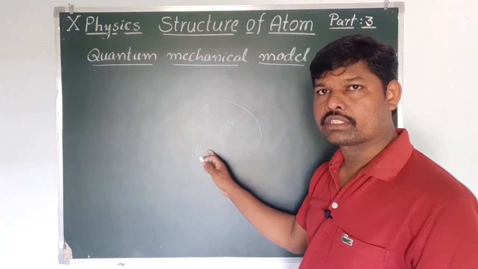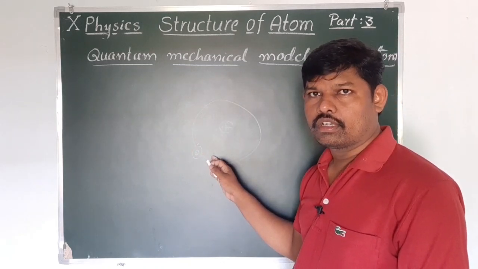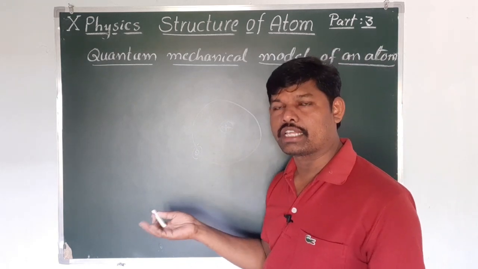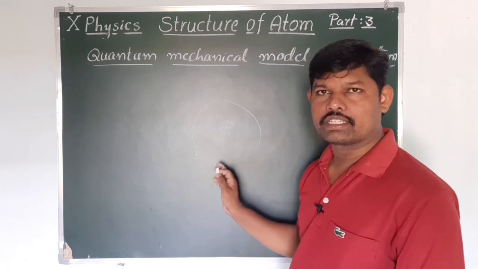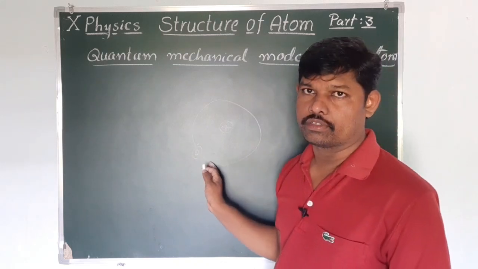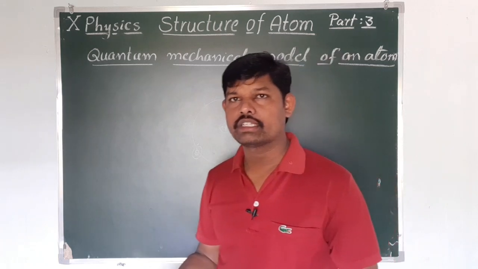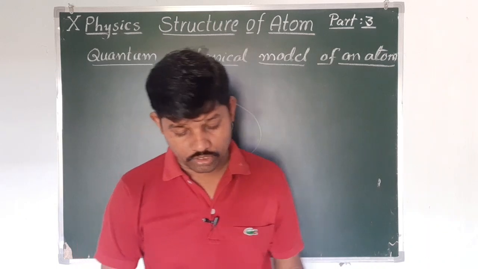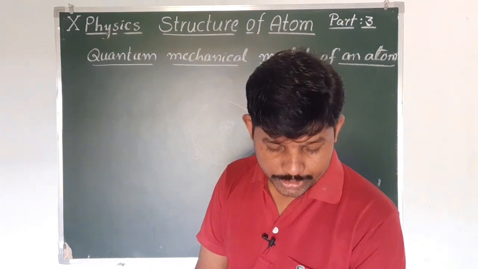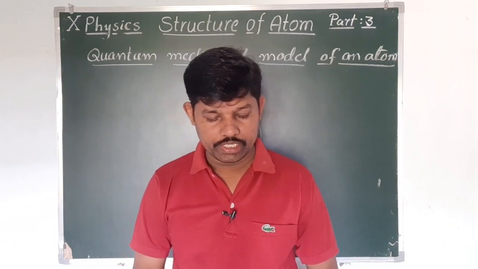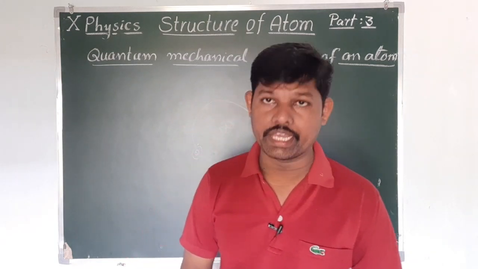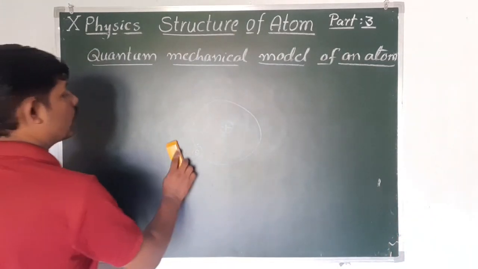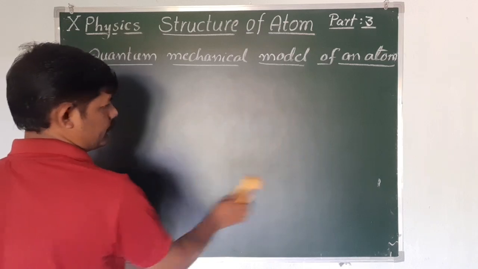So we cannot find its position and velocity at the same time. If you find the position, you cannot find the velocity. If you find the velocity, you cannot find the position of the electron. Both are not possible to find at the same time because electrons are very small. From the above discussion, it is clear that electrons do not follow definite paths in an atom.